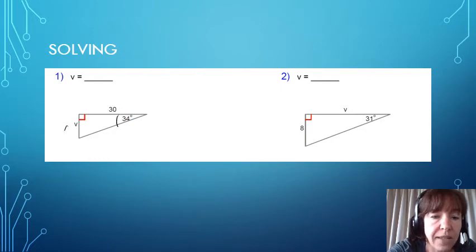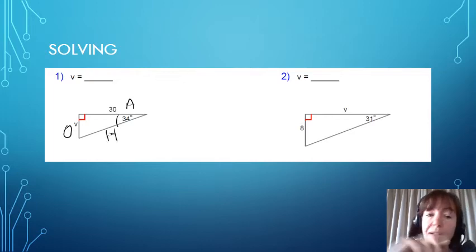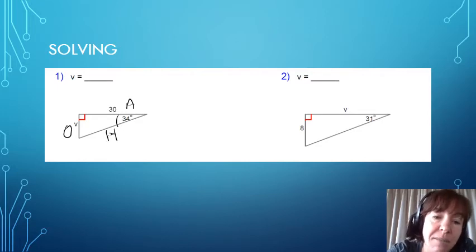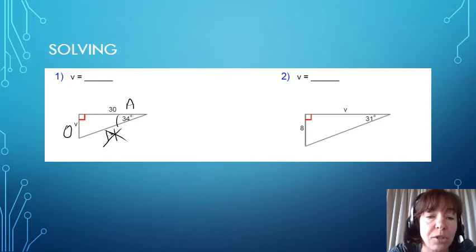This one over here is my opposite. Right next to it is my adjacent, or attached, and the long one is my hypotenuse. Now, in this triangle, I haven't been given any information about the hypotenuse, and I'm not asked to find it. I'm asked to find this V. So V is important, and the 30 is important, but I don't need to know anything about that hypotenuse, so I'm going to cross it out for now.